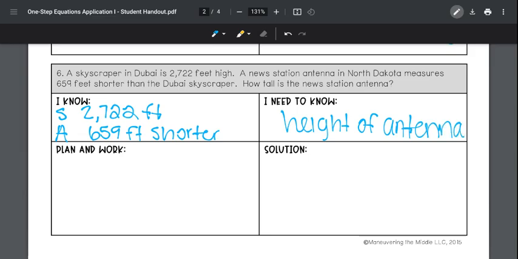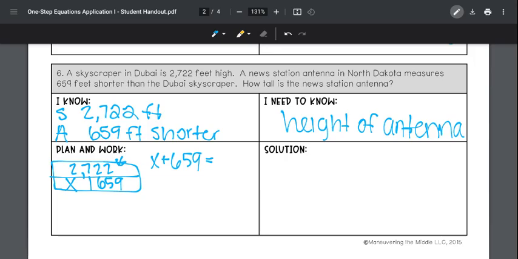Okay. So we know our total is 2,722 feet. We don't know how tall the antenna is, but we do know that it's 659 feet shorter than the skyscraper. Okay, so we're gonna do x plus 659 equals 2,722. Subtract 659 from both sides. Go ahead and try and solve that on your own.